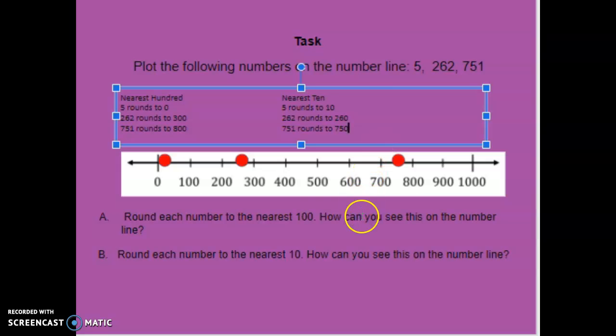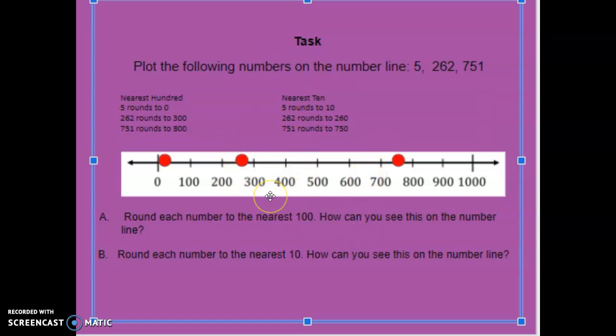Now, let's think about which is the better estimate, which is closer to the original numbers. So if we're rounding to the nearest 100, our numbers are a little far away, especially when you're looking at these larger numbers. But when we're looking at rounding to the nearest 10, we see that our numbers are closer to the original number. So when we're thinking about the best estimate, we know that rounding to the nearest 10 is going to be the better estimate. But in most cases, it's going to tell you what to round to.